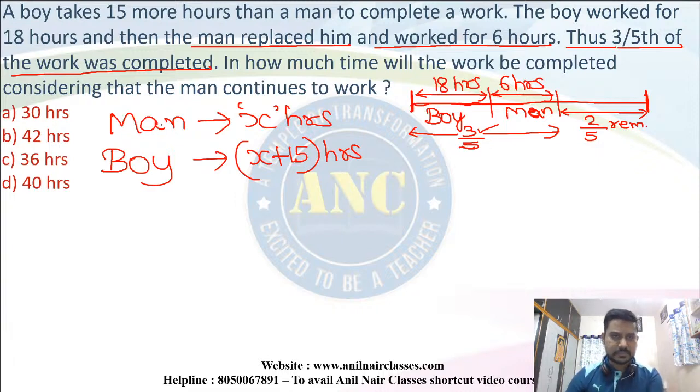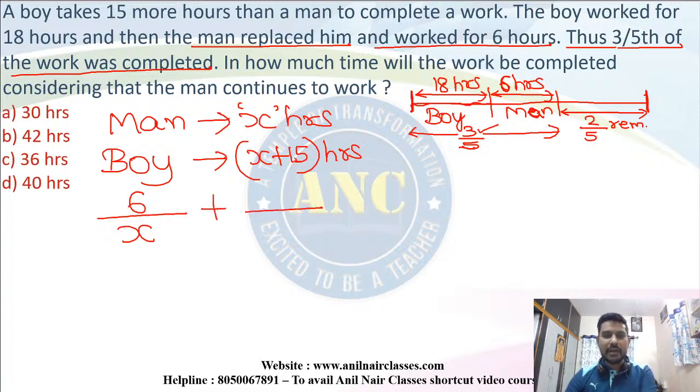Now, can I say like this? If I think that the man is working alone to complete the entire work, he will complete one entire work in x hours. To complete in 1 hour, he will be doing 1 by x, right? But the man will work only for 6 hours. So for 1 hour, it is 1 by x. For 6 hours, it is 6 by x.